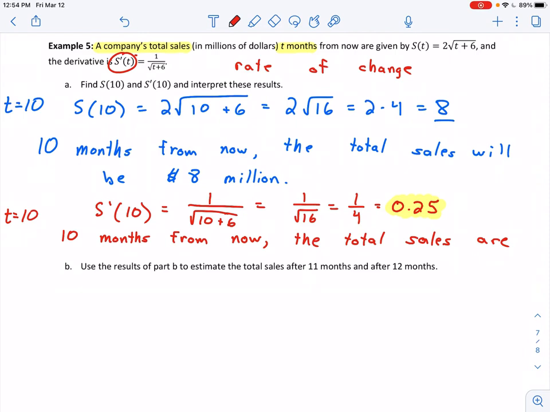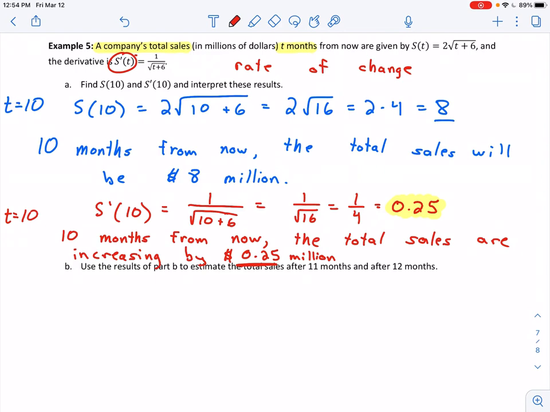So we said the total sales are increasing by, so what were our units here? Let's see, we said 0.25 million dollars, but I also want to give a unit of time because I want to know, well, are my sales increasing by this amount every day, every hour, every week, every month, every year?